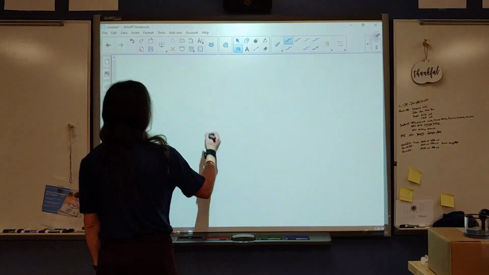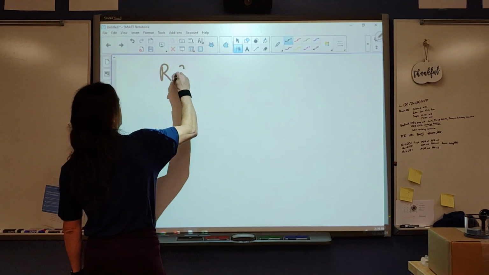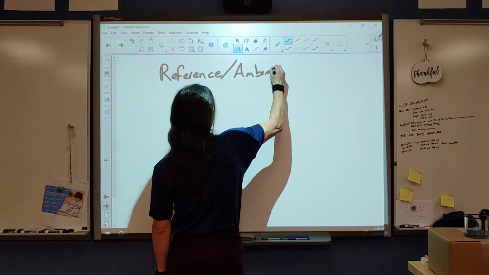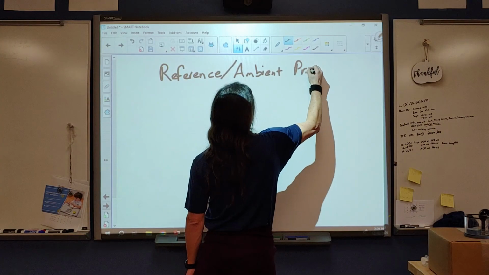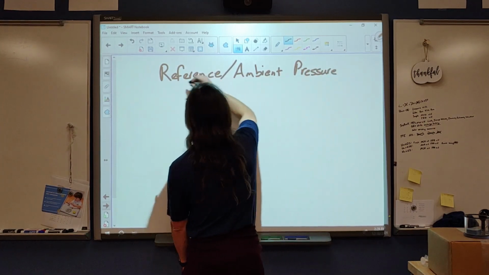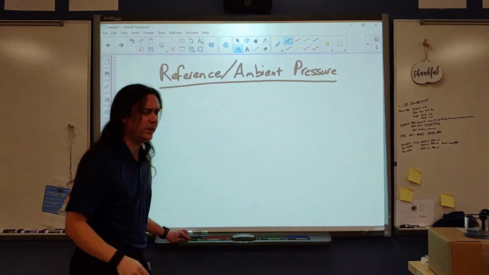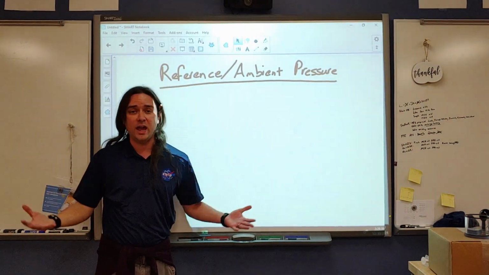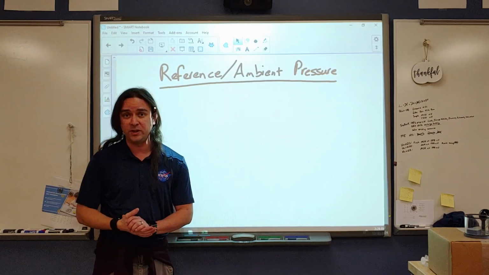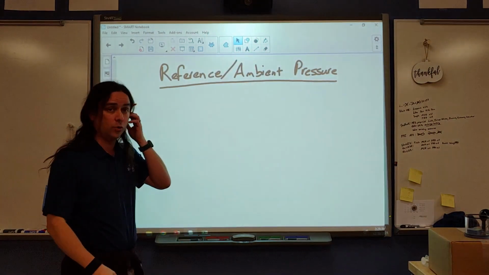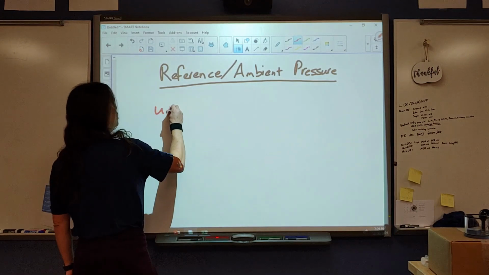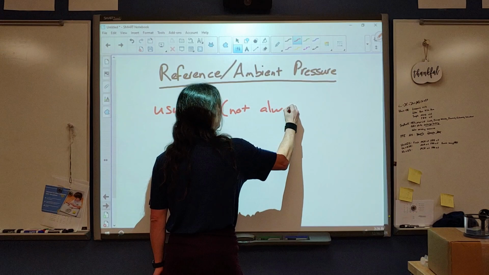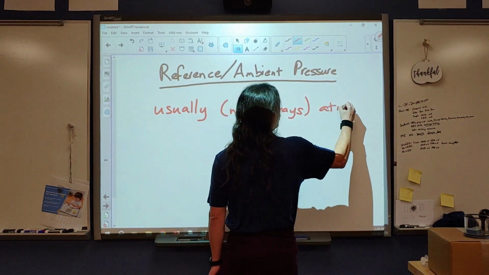We've already talked a little bit about the reference pressure. Reference, or I'm often going to refer to this as ambient pressure. In short, this is effectively the pressure in which you're operating. So for the most part, I'm here in a room. I'm open to the atmosphere, and the ambient pressure would usually be, in fact, I'm going to write that down, usually, though not always, atmospheric pressure.